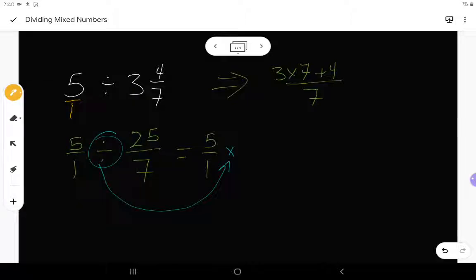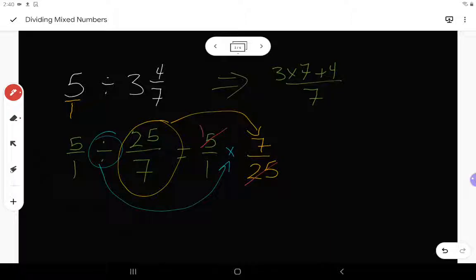And that means I now need to take the reciprocal of my second fraction. So I'm going to flip that second fraction upside down. And now I'm going to look for any cross-reducing that I can do. 1 and 7, no cross-reducing, but 5 and 25 both have a common factor of 5.